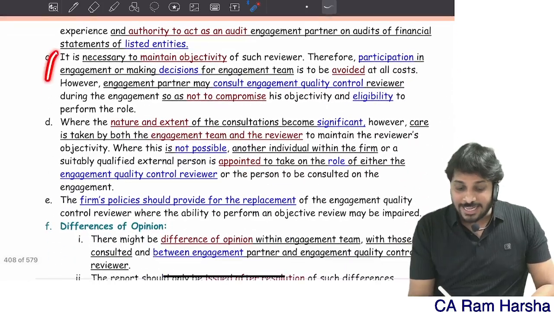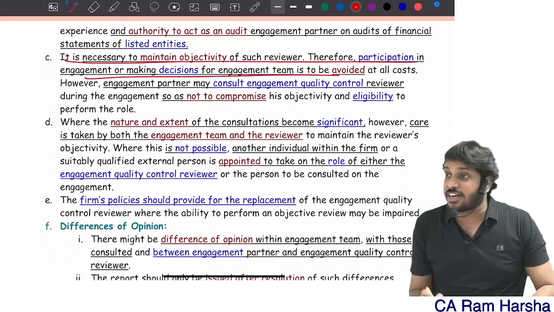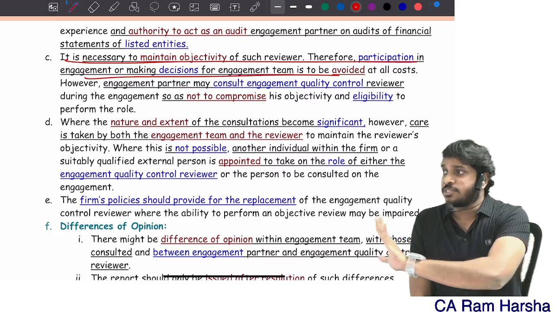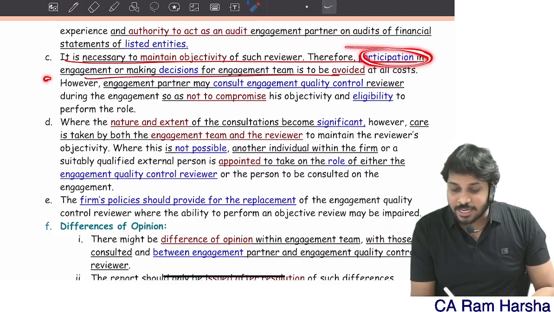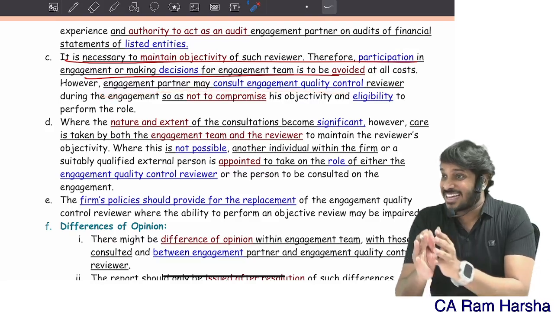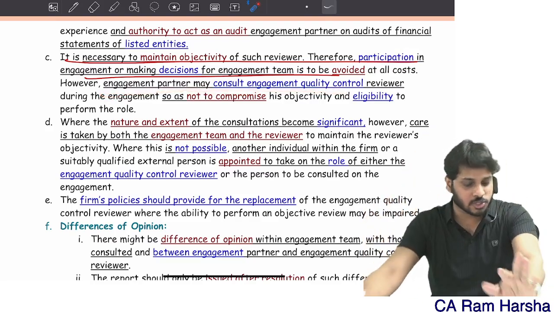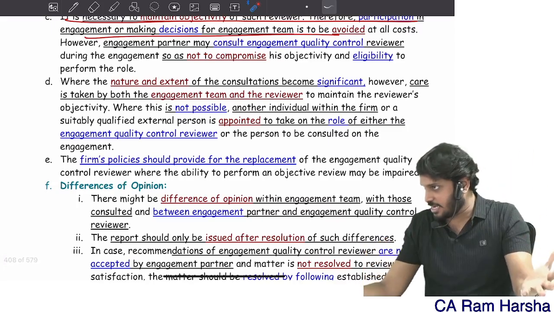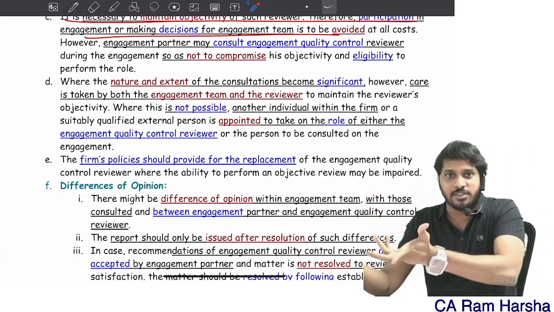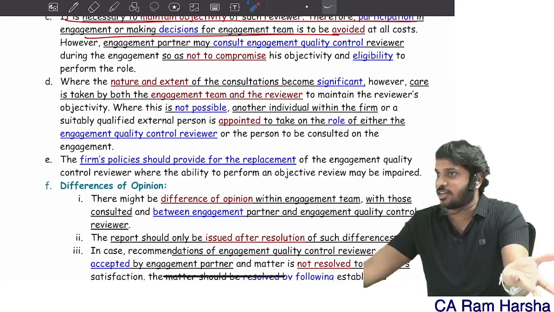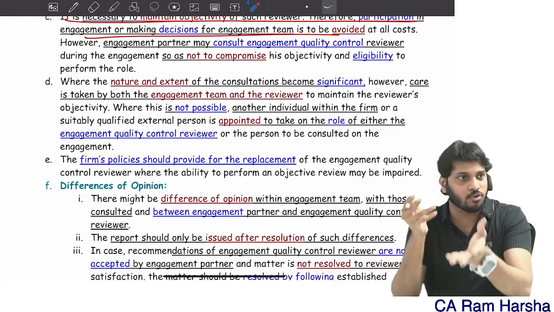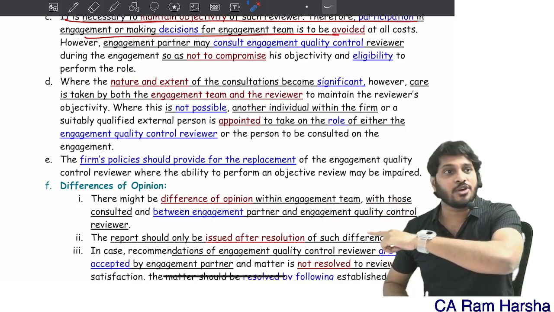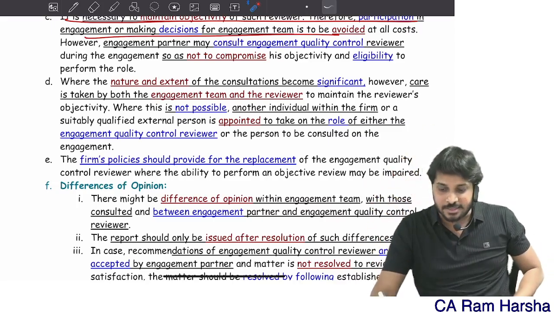Then it is necessary to maintain the objectivity of the reviewer. Obviously, the reviewer is only for review, reviewing how you perform your work, so objectivity should be maintained. Therefore, participation in the decision-making process and consulting him should be avoided as much as possible. If the nature and extent of consultation with the reviewer becomes significant, like we are unable to avoid it because there is no other partner in the firm to consult, and he is the only one available for doubts, then change the reviewer or change the person you are consulting. That's what this point says.